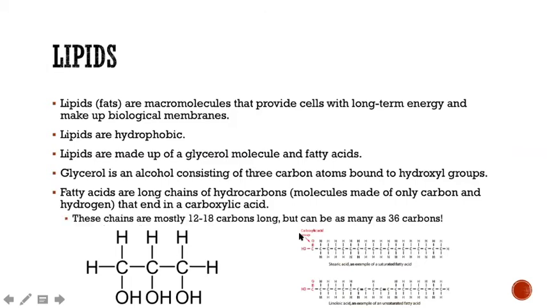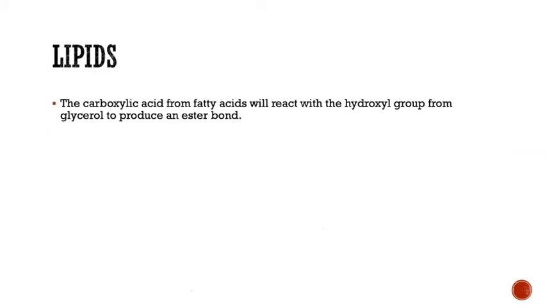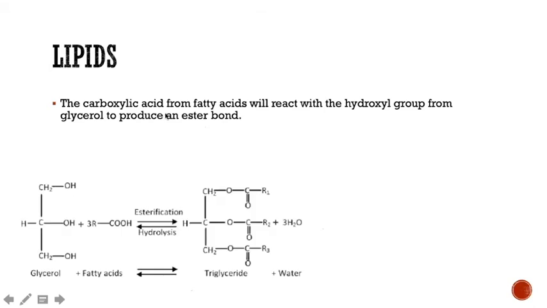So these chains are generally 12 to 18 carbons long, but they can go as long as 36 carbons, or be as short as, I believe, 4. And then they can be saturated or unsaturated, which we will get into in just a moment. So the carboxylic acid from fatty acids will react with the hydroxyl group to form an ester bond. So that comes back to the esterification process that we were talking about earlier.